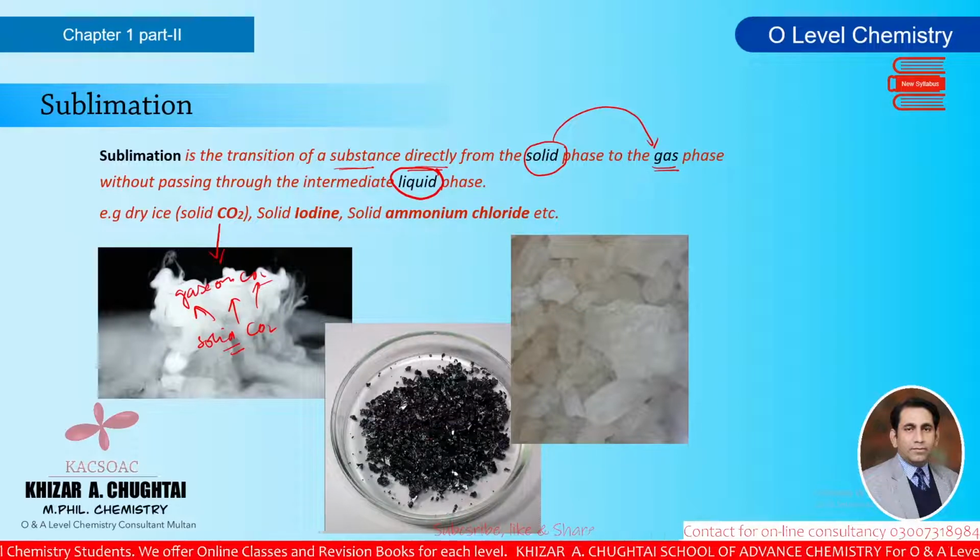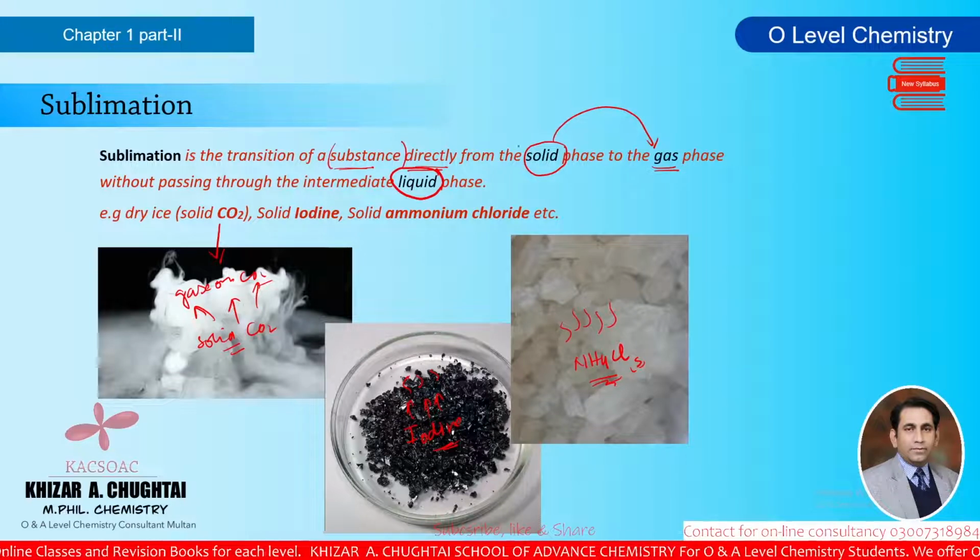The same is the case with solid iodine. Iodine also shows sublimation. It directly changes into the gaseous state when it is heated strongly. The third one that you have to remember is ammonium chloride. Ammonium chloride is a solid that also shows sublimation upon heating. So when a solid substance is heated and changes to the gaseous state without going into the liquid stage, this phenomenon is said to be sublimation.